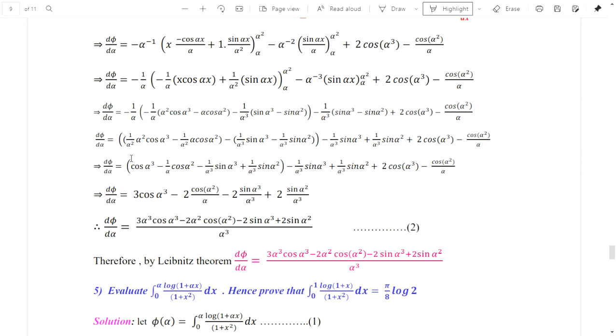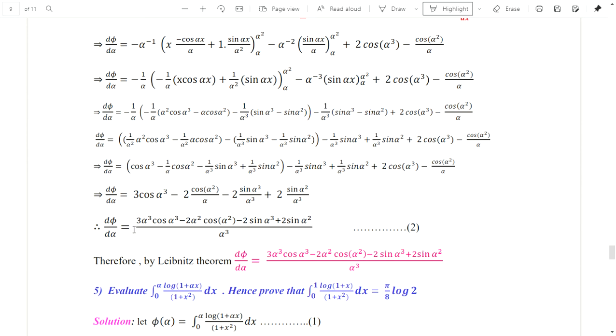Alpha squared will get cancelled, and by doing the simplification we will get d phi by d alpha equal to 3 cos alpha cube minus 2 into cos of alpha squared by alpha, minus 2 sin alpha cube by alpha cube plus 2 into sin of alpha squared by alpha cube. By taking LCM we will get alpha cube, so 3 alpha cube cos alpha cube minus 2 alpha squared cos of alpha squared minus 2 sin alpha cube plus 2 sin alpha squared. This is our d phi by d alpha.